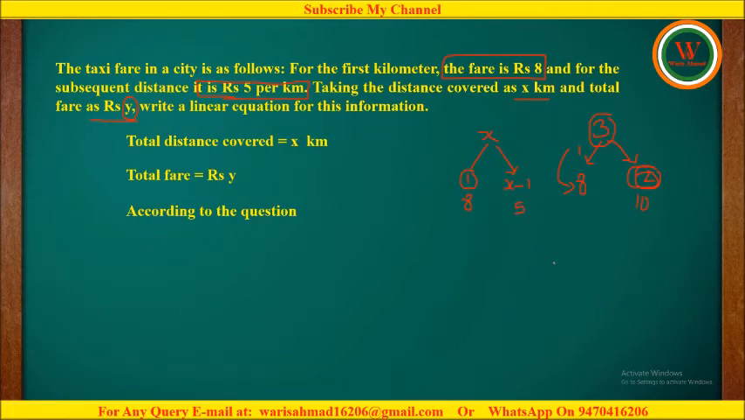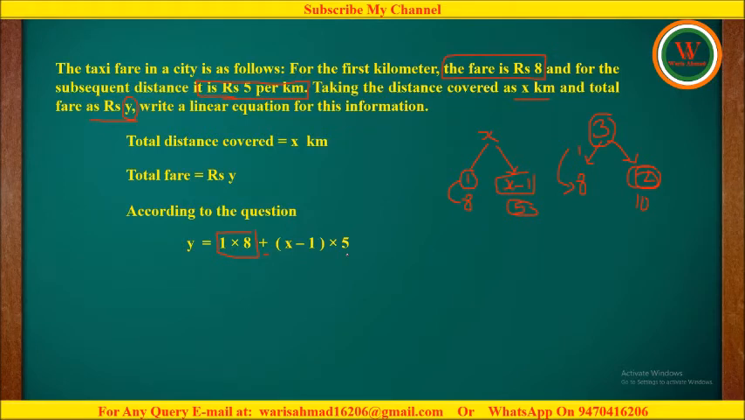X minus 1 is the remaining distance, and for this distance he has to pay rupees 5 per kilometer. So according to the question we can write here y, meaning total fare, is equal to 1 multiplied by 8 plus x minus 1 multiplied by 5. So here I have written x minus 1 is the remaining distance multiplied by 5.